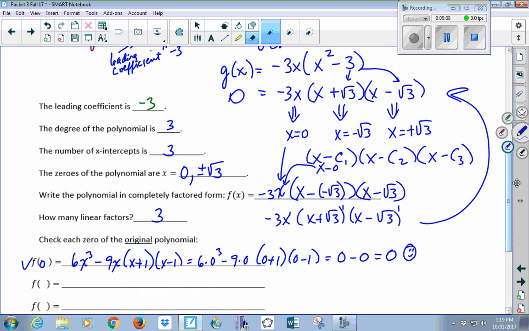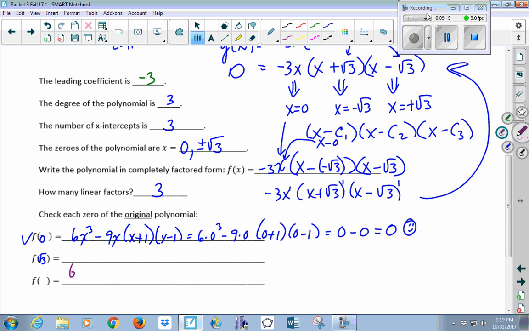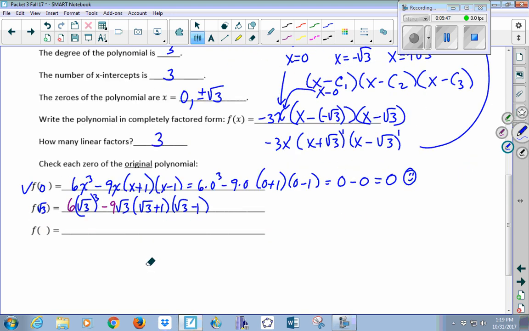Okay, let's do the square root of 3. So let's take the positive square root of 3. So I'm going to change my color now. I'm going to do 6 times the square root of 3 cubed minus 9 times the square root of 3 times the square root of 3 plus 1 times the square root of 3 minus 1. There we go. So let's take a look at this and simplify it.